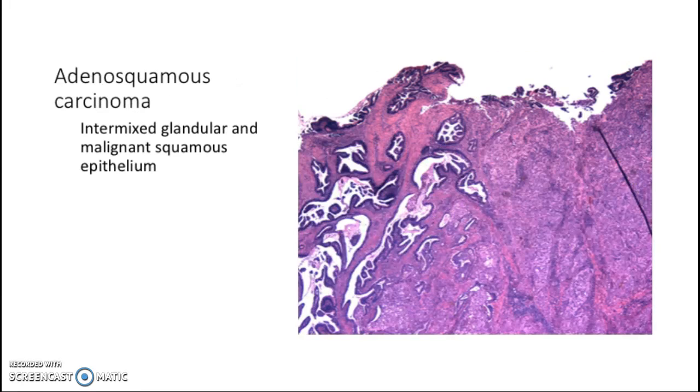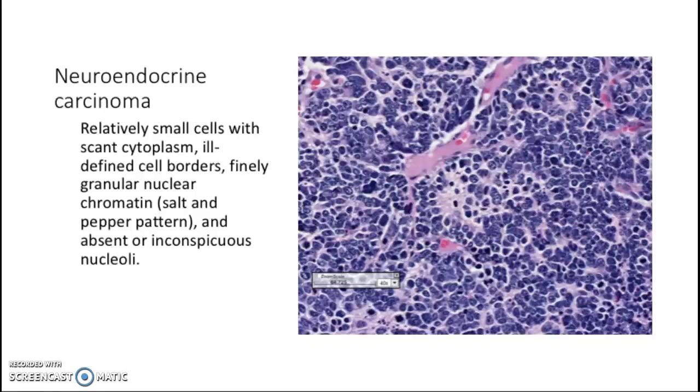Adenosquamous carcinoma is self-explanatory. It is a mixed glandular carcinoma and malignant squamous epithelium. So you have both of these components here: malignant squamous epithelium and malignant glandular epithelium. For neuroendocrine carcinoma, it is composed of relatively small blue cells with scanty cytoplasm, ill-defined cell borders, and finely granular nuclear chromatin, or in some textbooks referred to as a salt and pepper pattern, and there will be loss or inconspicuous nucleoli, as you can see here. It's also associated with crush artifact and nuclear molding.